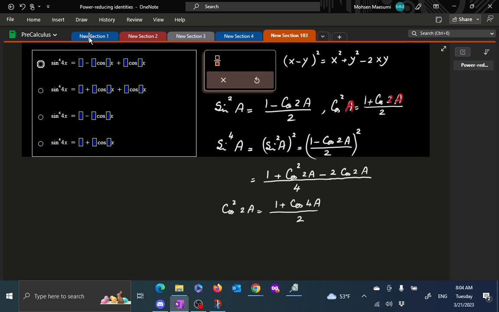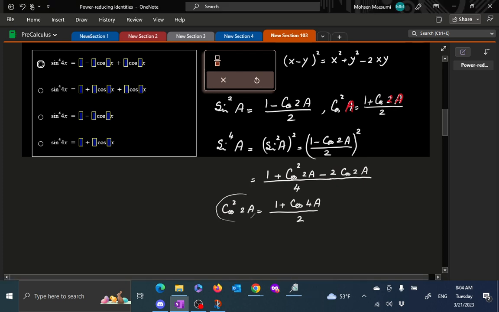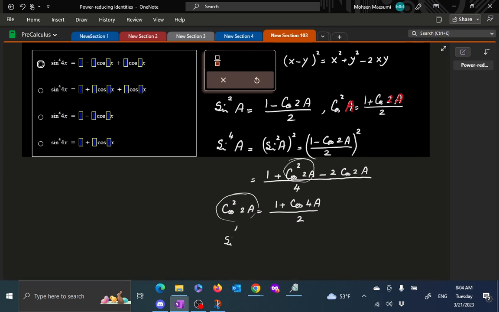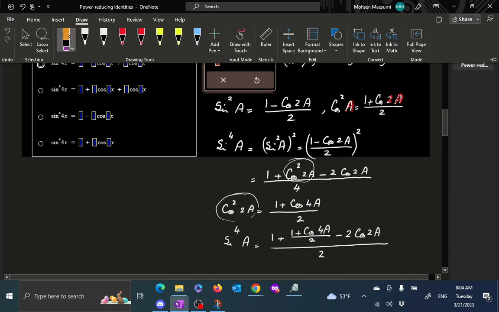Okay, what does that tell me? I'm going to take this and use it in this place. So I'll have sine to the power of 4 of a is 1 plus cosine of 4a divided by 2 minus twice cosine of 2a, the whole thing divided by 4.